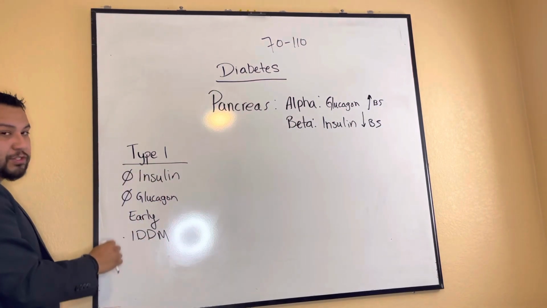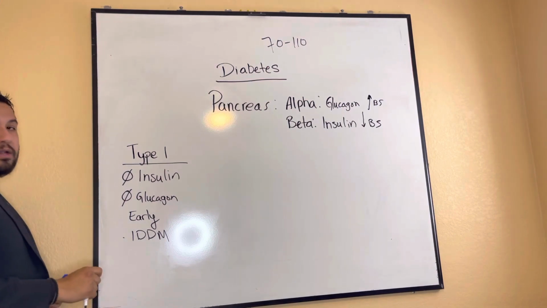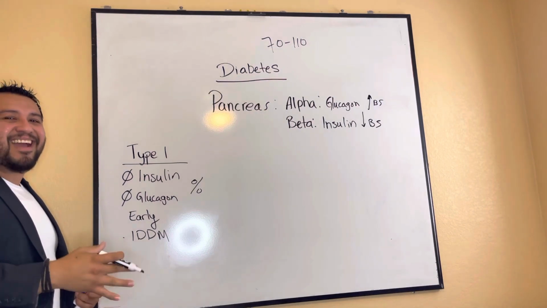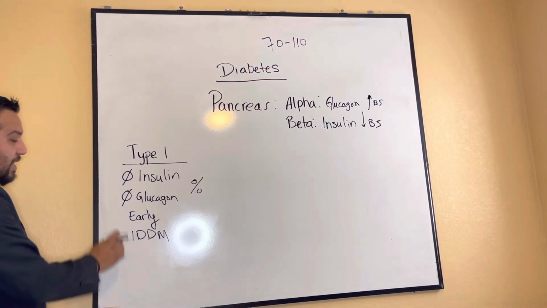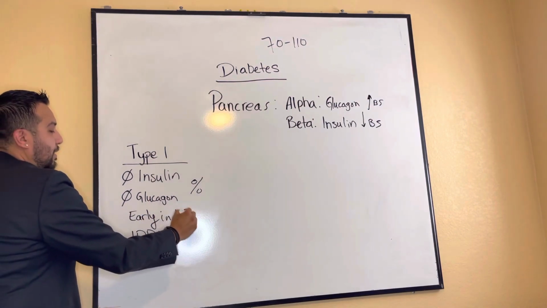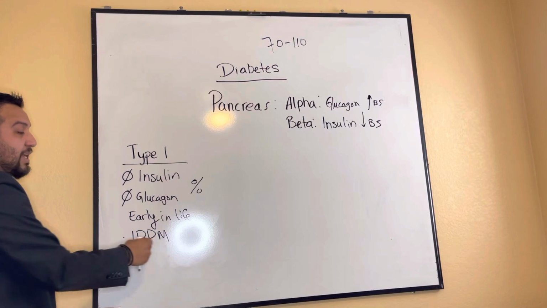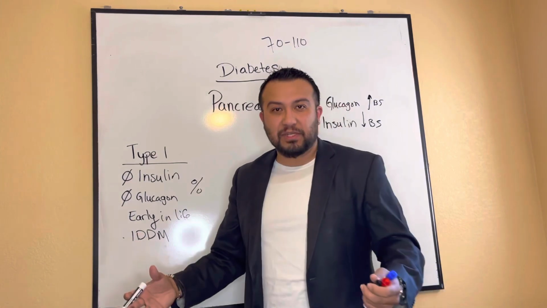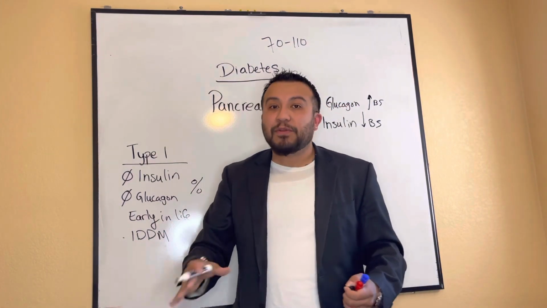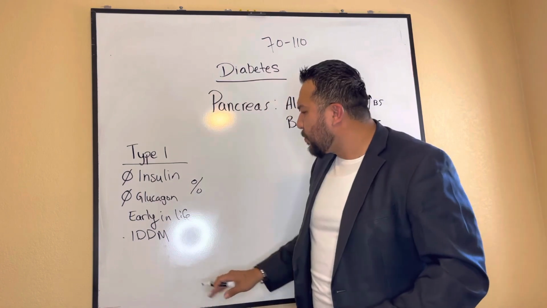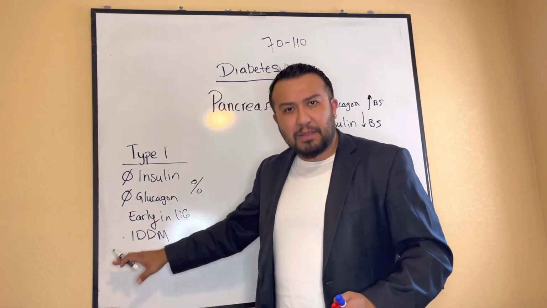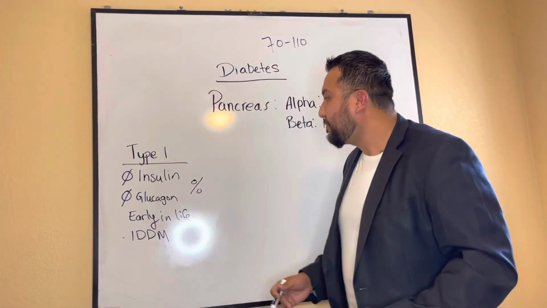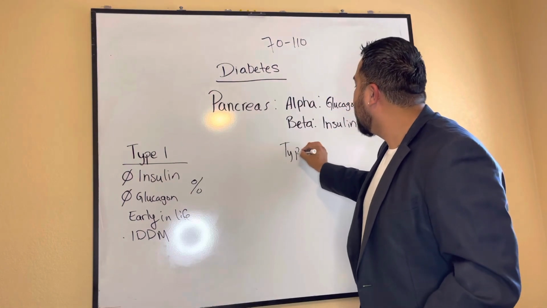So in type 1 diabetes, let's recap. Zero insulin, zero glucagon, or the percentage of both of those hormones that they are producing is not significant enough to maintain metabolic function. It happens early in life, okay? And it's considered insulin-dependent diabetes mellitus. However, it's important for you guys to understand that today we have different populations that require insulin injections even when they don't have type 1 diabetes. That's why the book discusses this as insulin-dependent diabetes mellitus always, but your type 2 may sometimes require insulin injections as well.